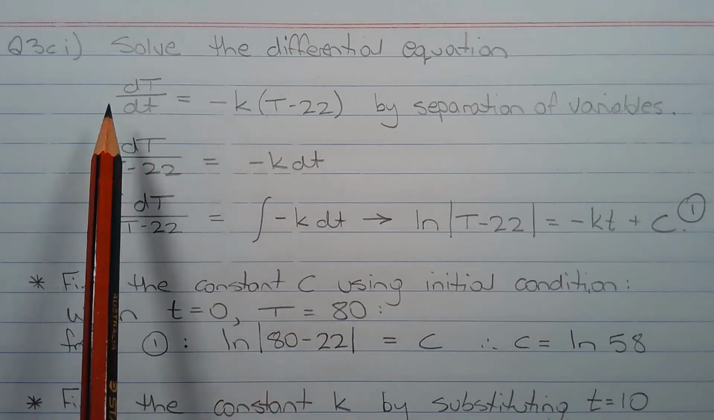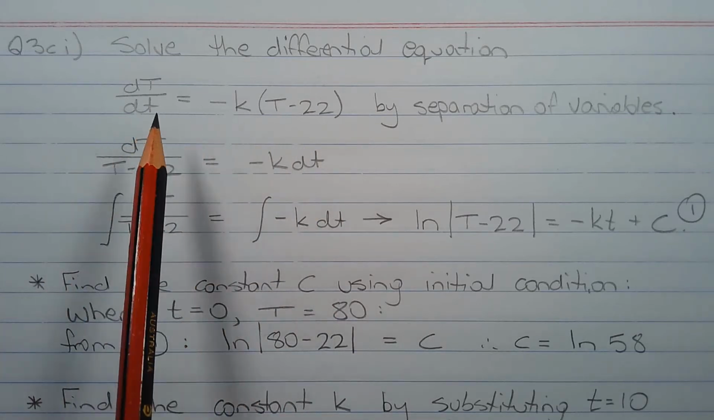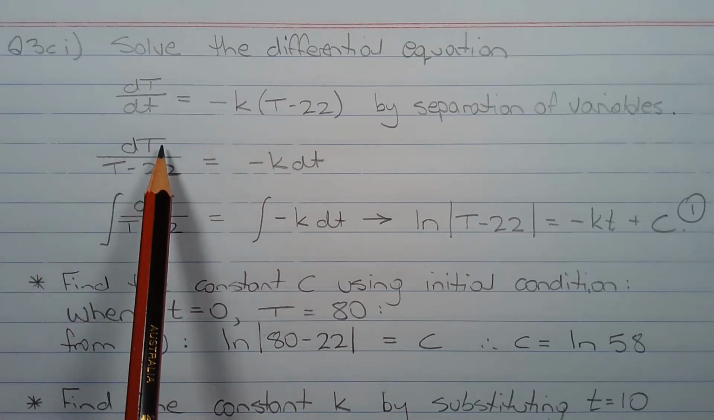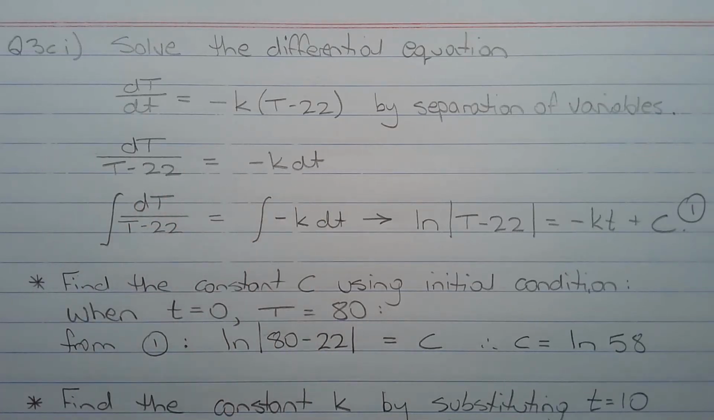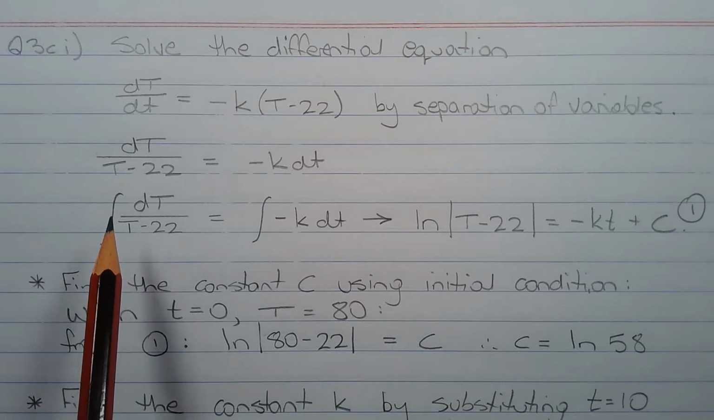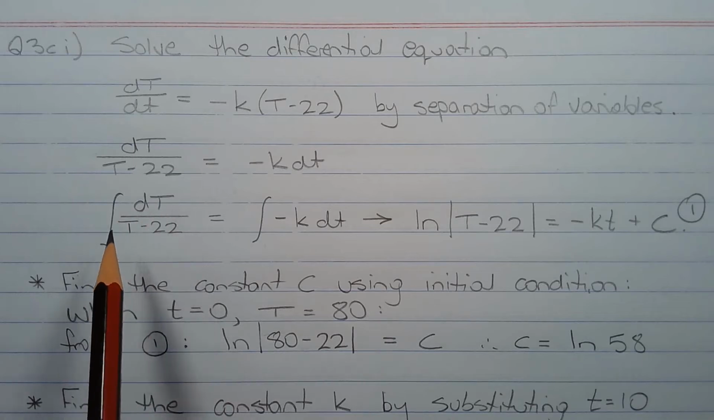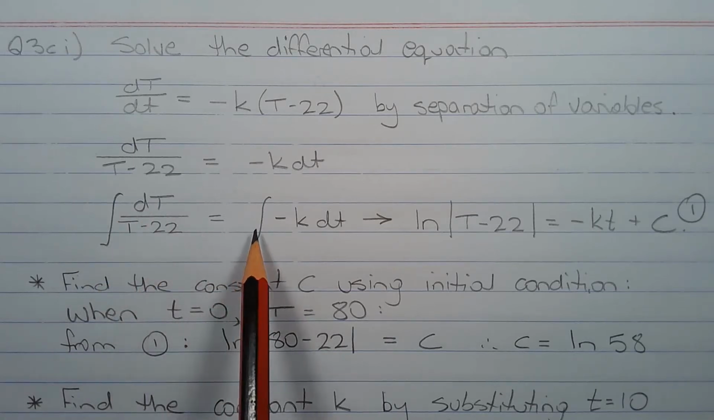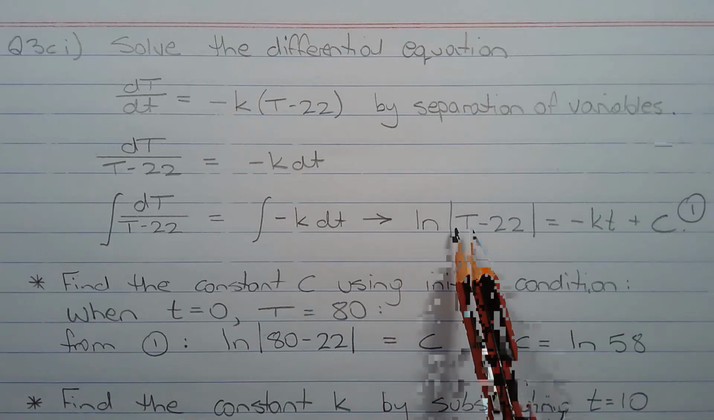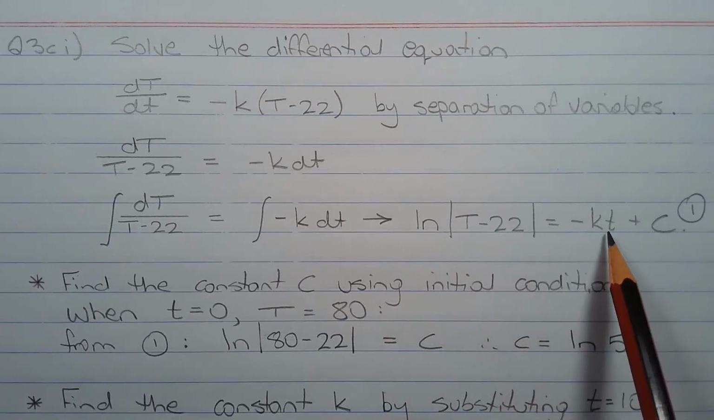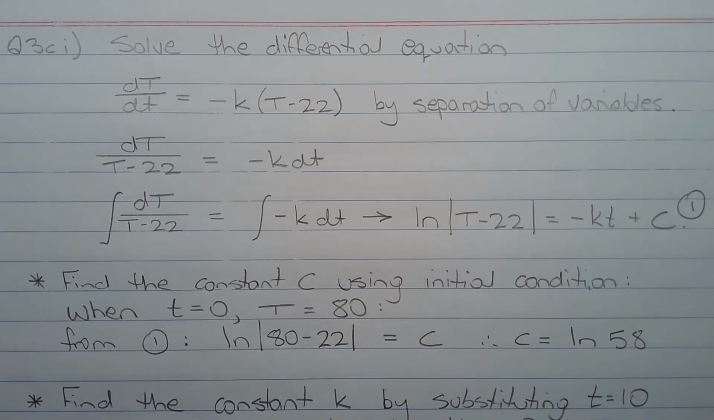So I'm going to divide both sides of this equation by T - 22 and multiply both sides by dt. So we have dT over (T - 22) is equal to -k dt. The next step is to integrate both sides of this equation. So we have the integral of dT over (T - 22) is equal to the integral of -k dt. And that gives us ln of the absolute value of T - 22 equals -kt plus the constant of integration c. I'm going to call this equation number 1.